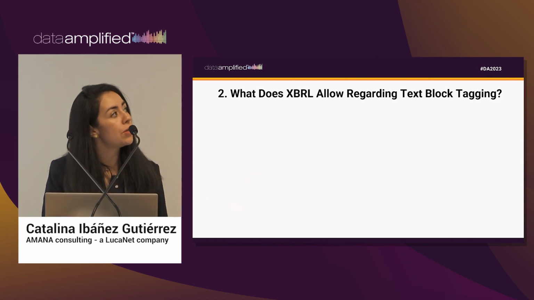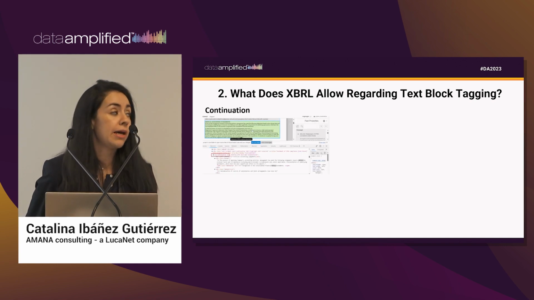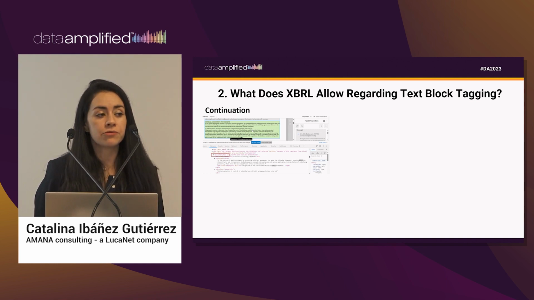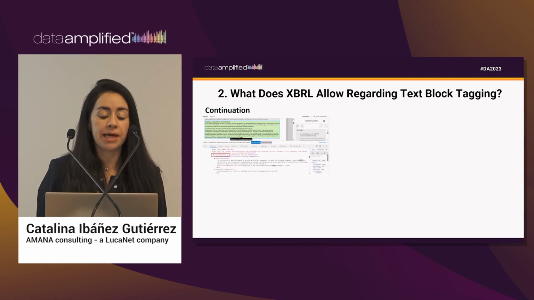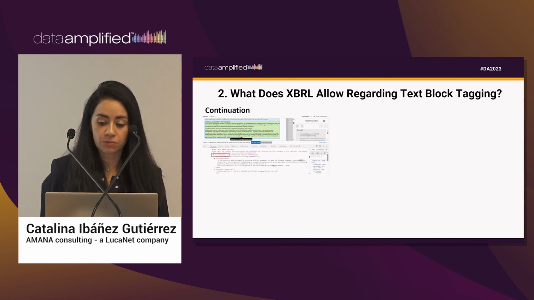What does XBRL allow us to do with block tagging? We can have what we call the continuation. That means that we can tag different parts of our report, fragments of information that are in different parts of the report, maybe at the beginning, in the middle of a page, and maybe in another part of the report, and join all these fragments in one fact, for example here, the statement of ESEF compliance.